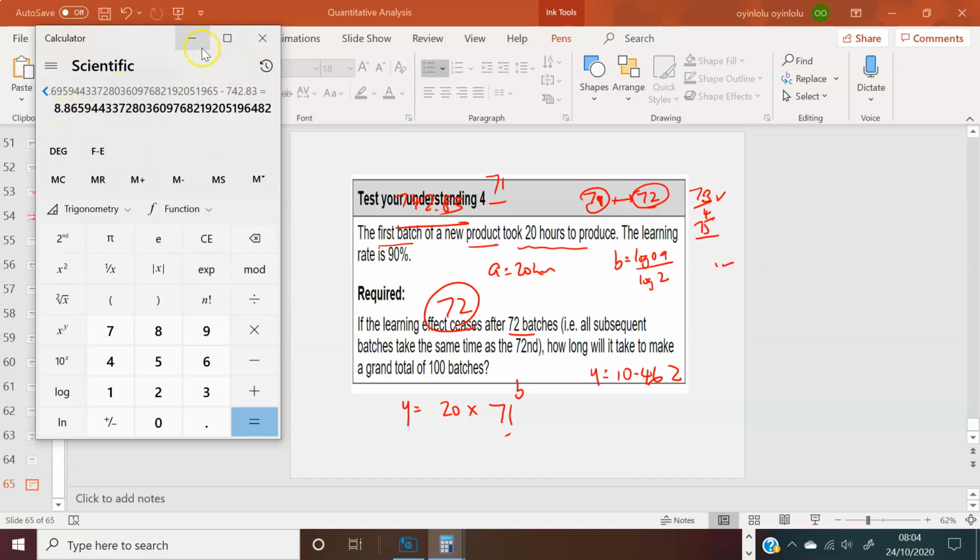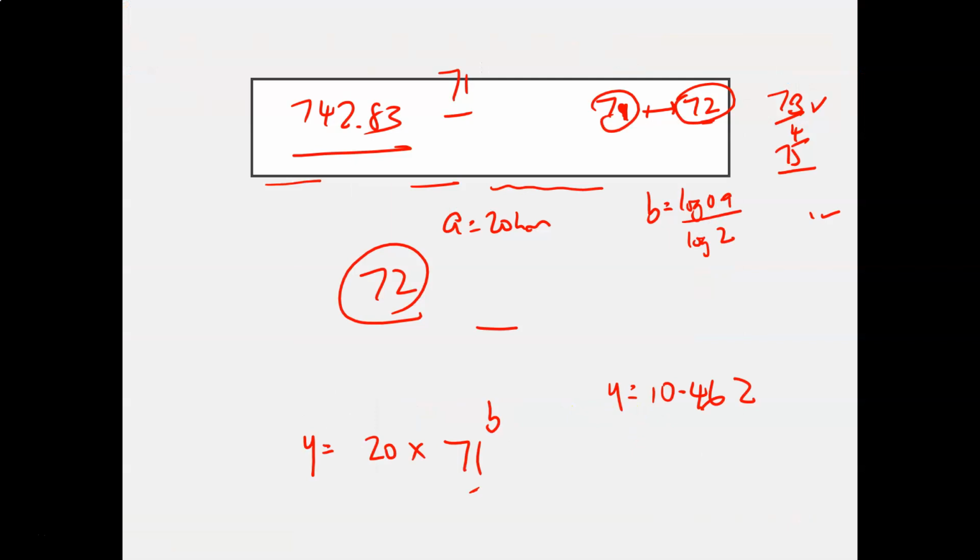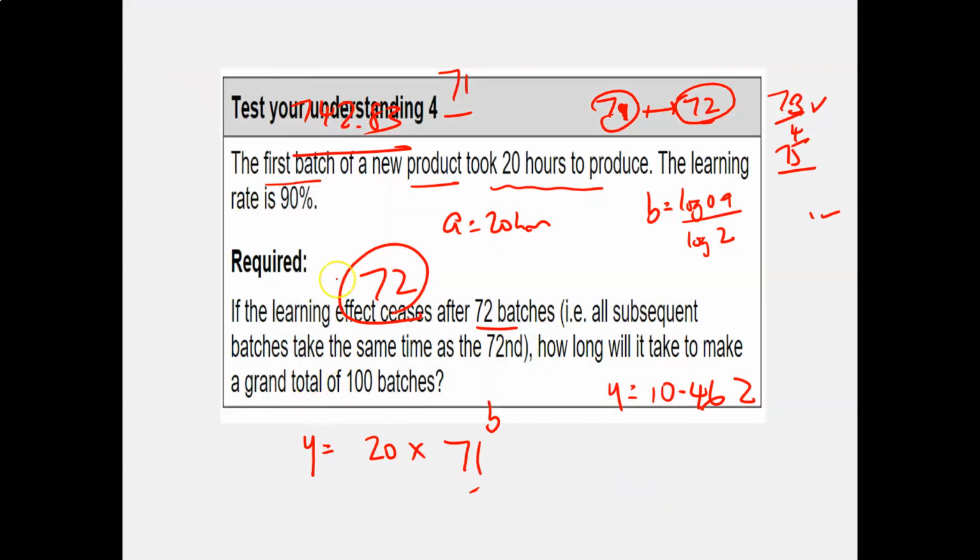I'm just going to round it up to 8.86, right? I'll just close this and come out here, 8.86. So it's taking basically 8.86 minutes to make the 72nd unit. And really the question is, how long does it take to make a grand total of 100 batches? Well, I know the time it takes to make the first 72 batches, the total time. I think it was, oh, I'll just add that. Let me just find that out again.